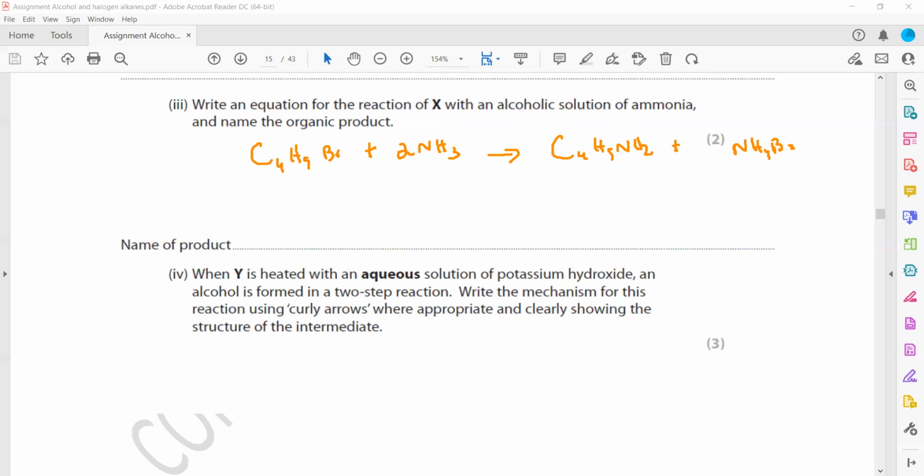And name the product. So what is the product of this reaction? It has four carbon atoms, so it is butyl, and an NH2 group is there, so amine. So it is butylamine.